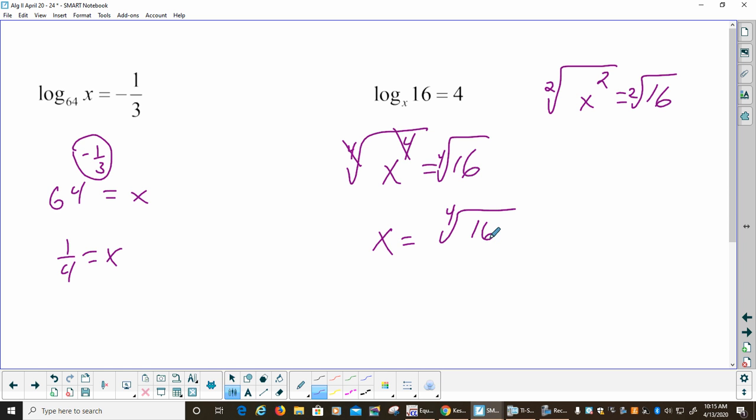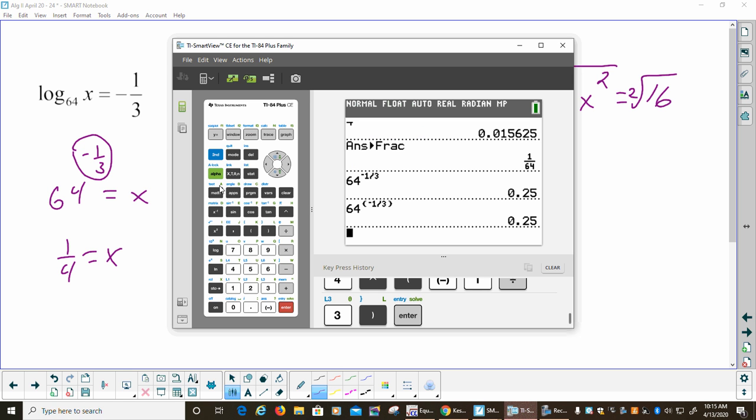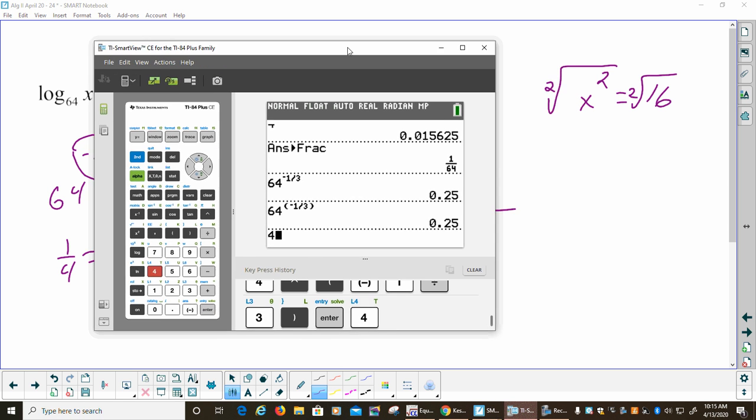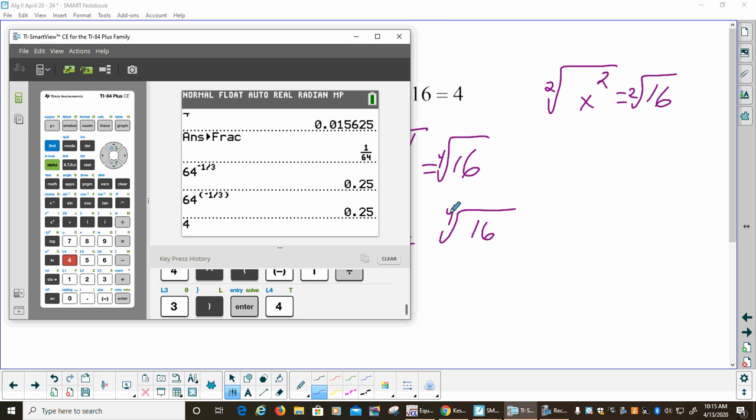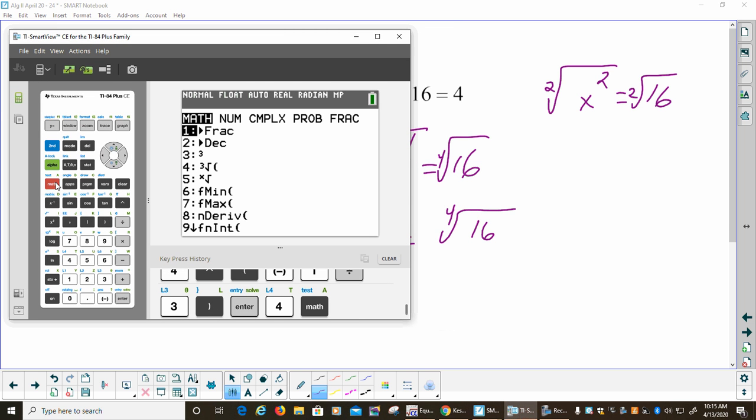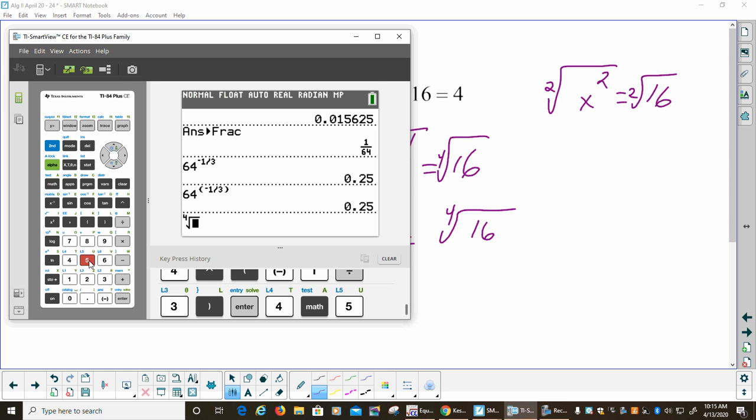Now, this isn't the method I'm going to advocate, but I'll show you how to do it on your calculator, just to be honest and thorough. I need to type in the 4 first, this 4 being the root. Then I'm going to go math. Then I'm going to choose this number 5. It's not an x, it's whatever number you typed in first. There it is, 4th root and 16.